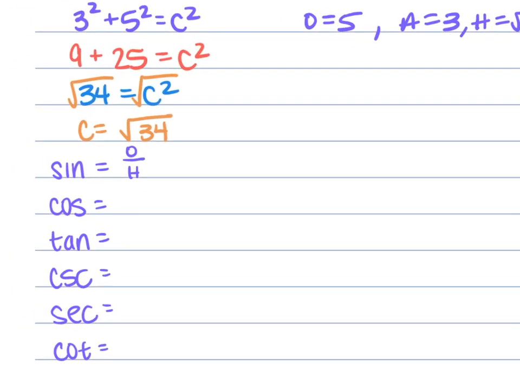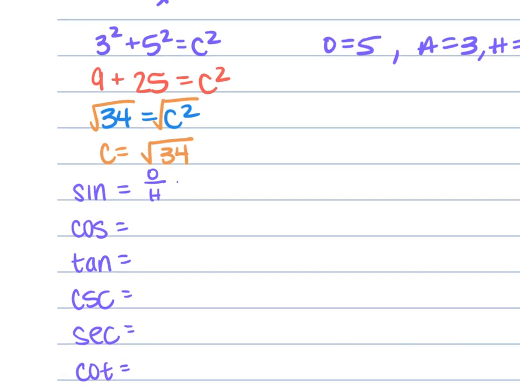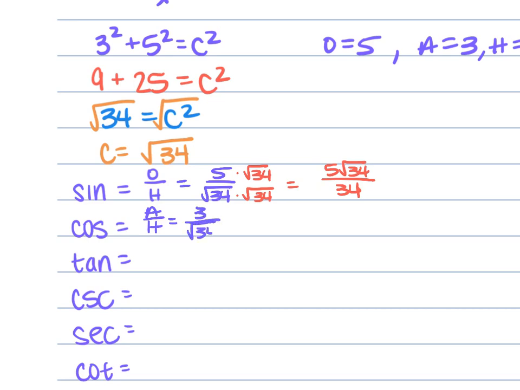So we're plugging these all in. Sine is opposite over hypotenuse, so this is going to be 5 over the square root of 34. We're going to multiply top and bottom by the square root of 34 here, and we're going to be left with 5 square root 34 over 34. Cosine is adjacent over hypotenuse. So our adjacent was 3. Our hypotenuse is the square root of 34. Again, we're going to multiply top and bottom by the square root of 34 to rationalize this denominator, and be left with 3 square root 34 all over 34.